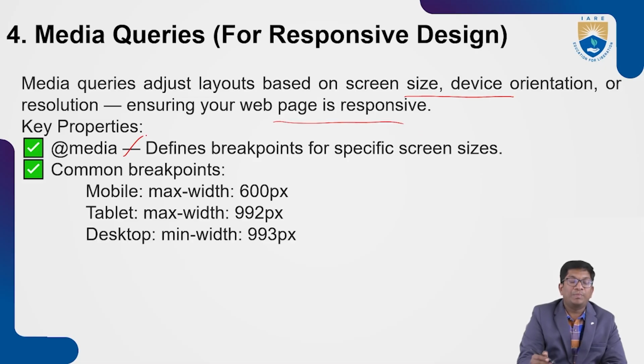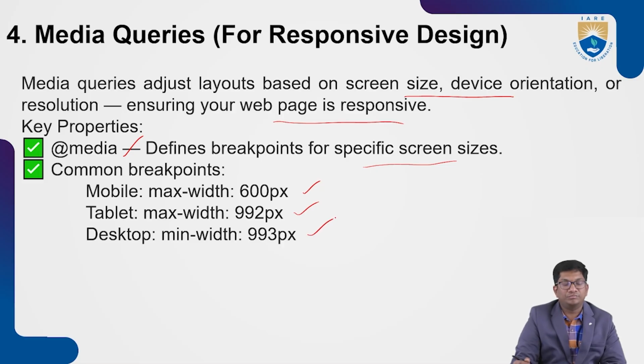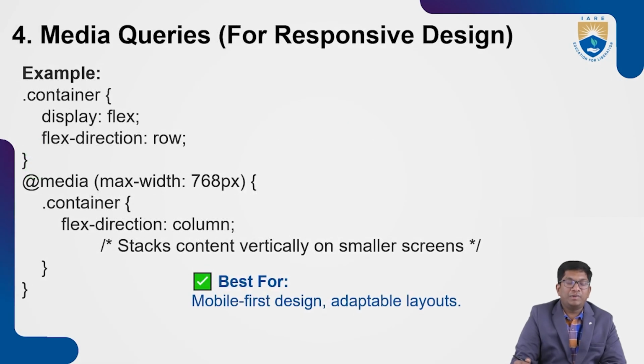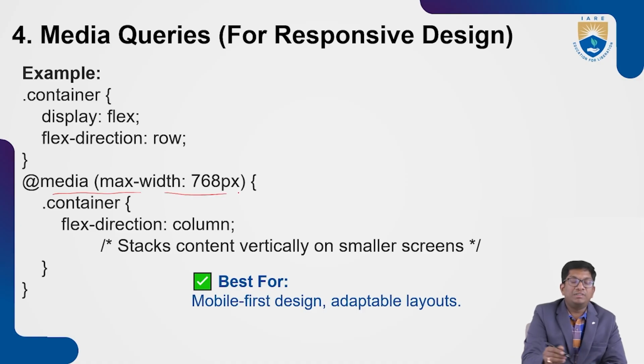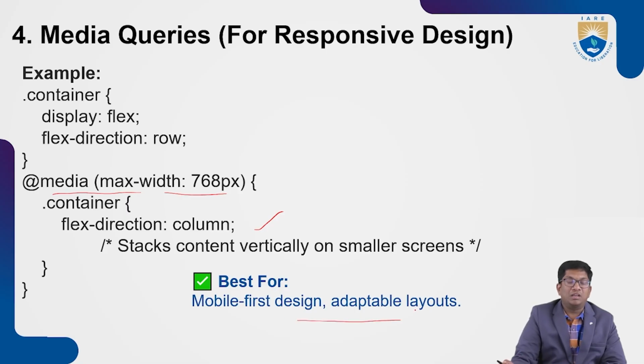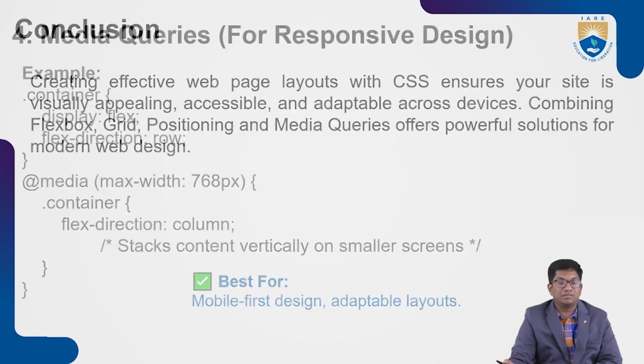Important is @media. It defines breakpoints for specific screen sizes. For mobiles, max-width is 600 pixels. Tablet, the max-width is 992 pixels. Desktop, 993 pixels. So see the example of how to write the media query. @media max-width is 768 pixels. If the screen is adjusted to 768 pixels in your browser, it will assign flex-direction column. So it is best for mobile-first design and adaptable layouts. So that is the media queries.